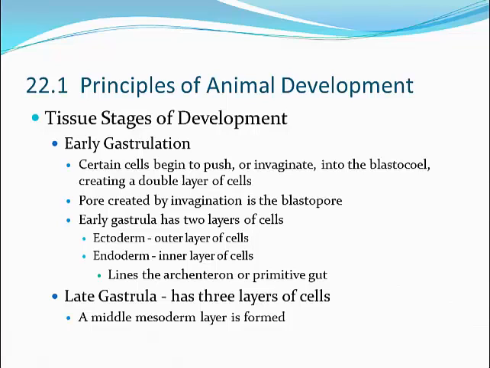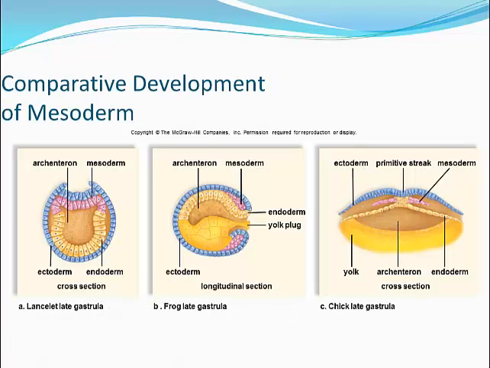The endoderm lines the archenteron, which is another name for the primitive gut. During the late gastrula stage, there are three layers of cells. A middle mesoderm layer has formed. And here's your picture.